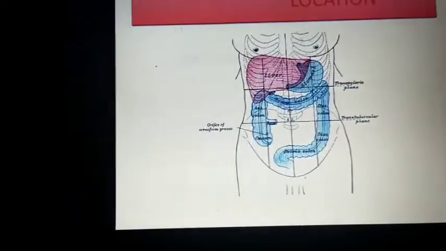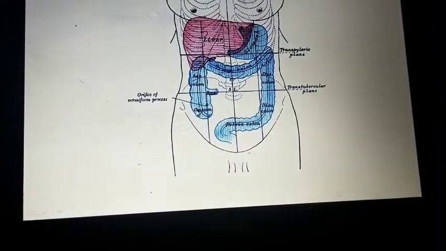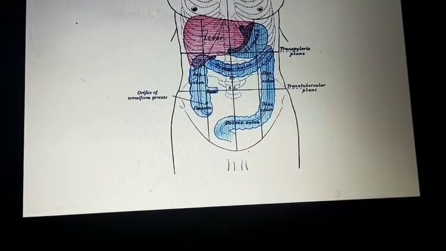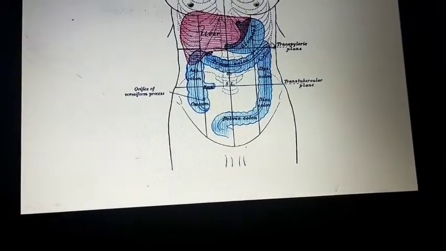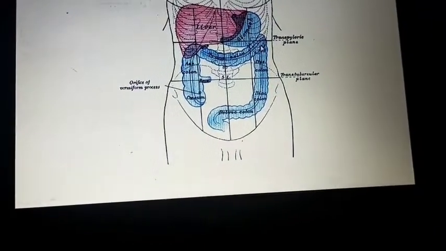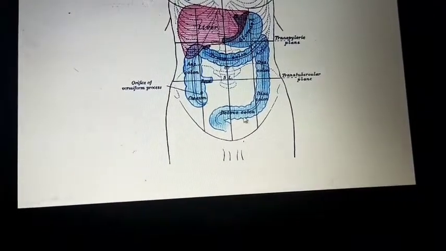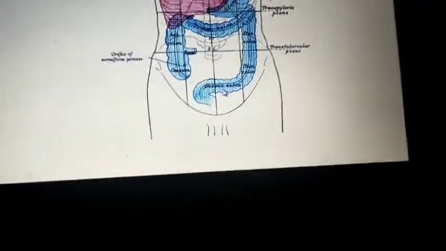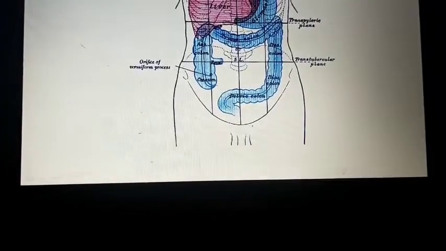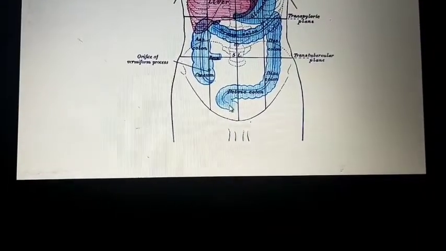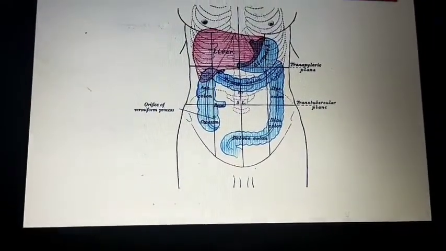Like this we can divide the position of the large intestine: from the right iliac fossa, right lumbar region, then the umbilical region, then the left lumbar region, left iliac fossa, then the hypogastric region. This is the position of the large intestine. You can go for the next slide.